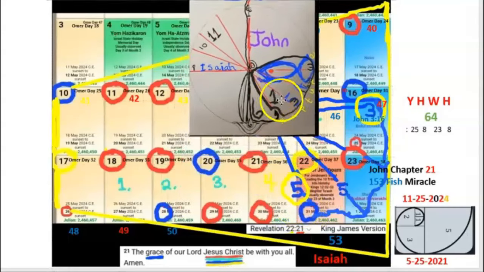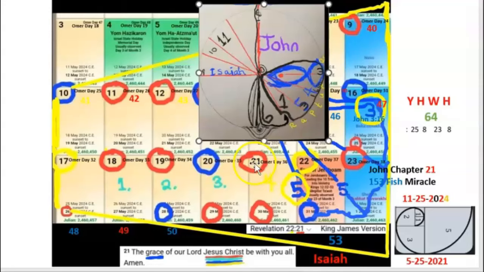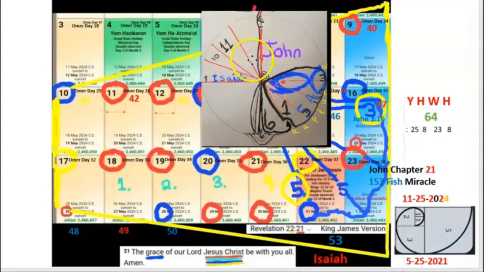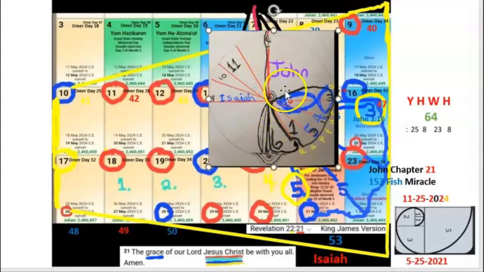And if you take a look here, it's the 21st and the 22nd that would line up with Revelation chapter 22, 21, the very last verse in our Bible. Now again, you cannot make this up. Okay. How this has come together is only because of God's power, God's hand behind the scenes. That is the only way.